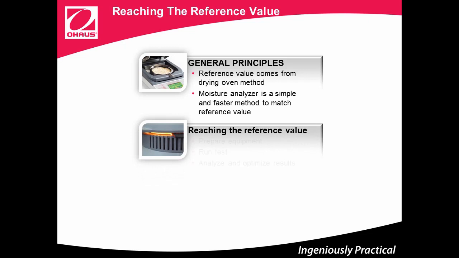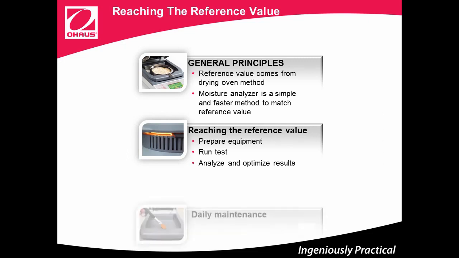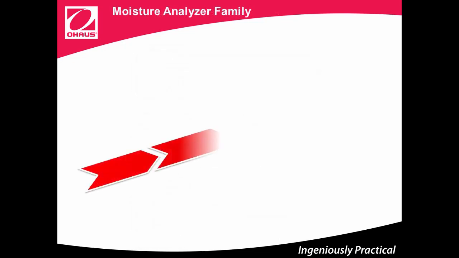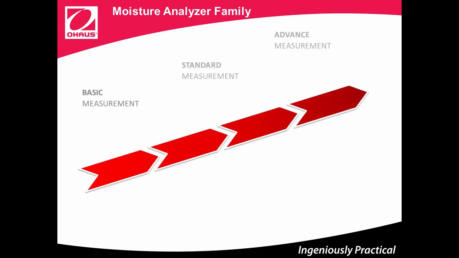Reaching the reference value. To perform a good moisture measurement, you need to prepare your equipment and samples well. Then you run a test, analyze results, and optimize your settings to match or reach the reference value. Daily maintenance. And don't forget to maintain your equipment properly to make sure it is always under good working condition. From basic to advanced, the OHAUS MB series combines high quality and durable construction into sleek, compact designs.